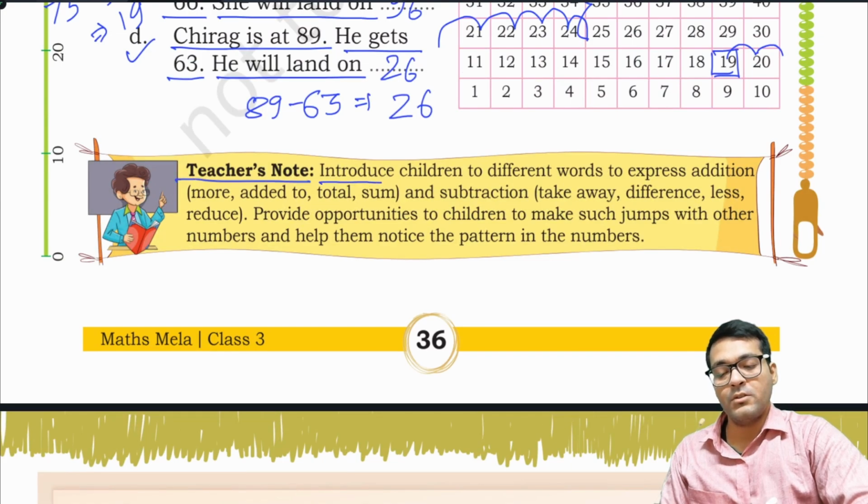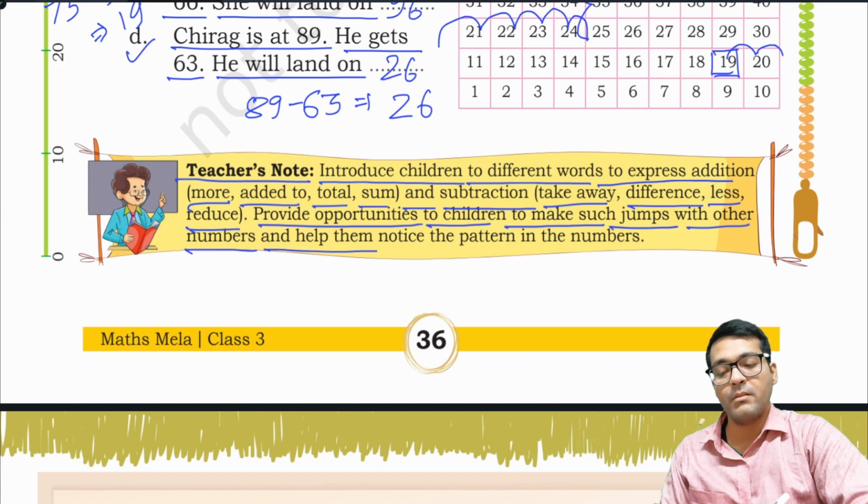Teacher's note. Introduce children to different words to express addition: more, added to, total, sum; and subtraction: take away, difference, less, reduce. Provide opportunities to children to make such jumps with other numbers and help them notice the pattern in the numbers.